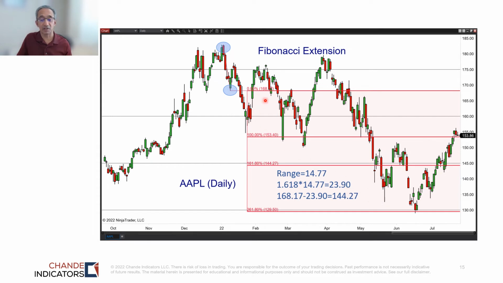But clearly, if you just look at these extensions, say the 100% extension, which would have put us in the range of 153.4, was close to this low, was in the range of that low, and then now met a little resistance here. So again, these extensions do have some relevance to traders, and it's good to know when you can do it and how you can do it.